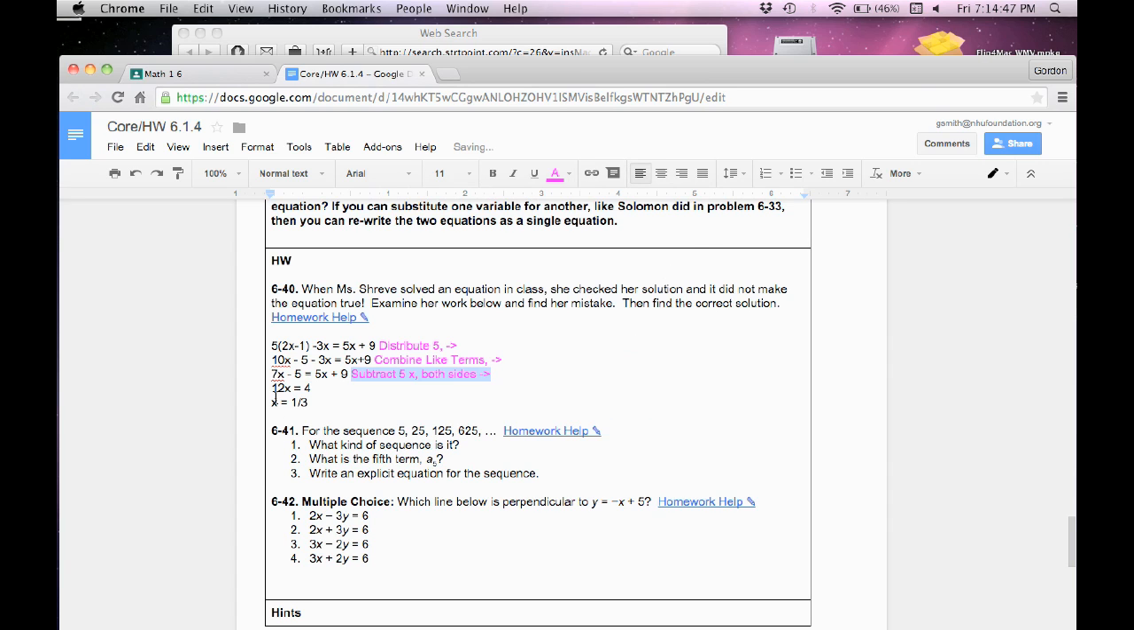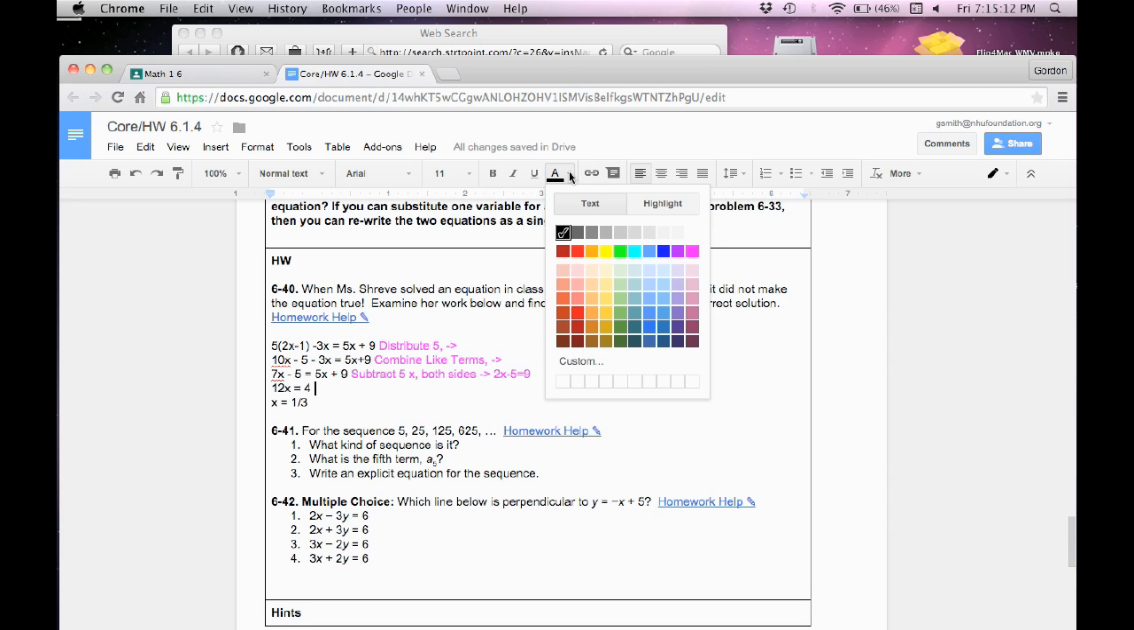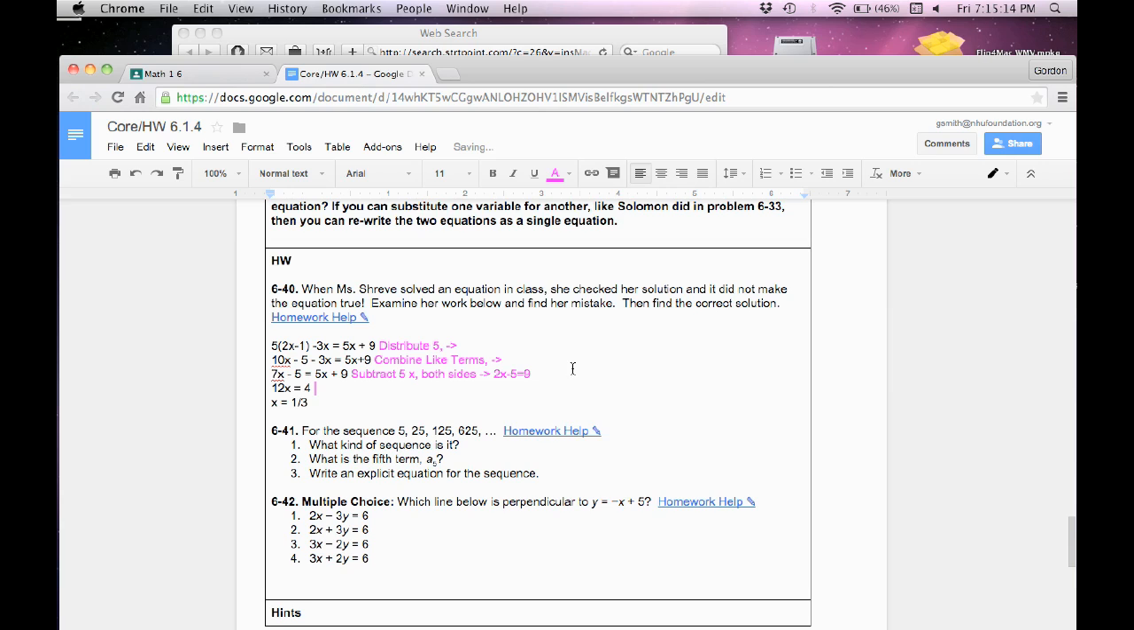And so here's the error. She got 12x because she added on one side while subtracting on the other. She should have gotten 2x minus 5 is equal to 9. Which would have taken her here. So that's the incorrect step. Instead, what she should have done is add 5 to both sides. So we'll just go with that. She needs to add 5 both sides.